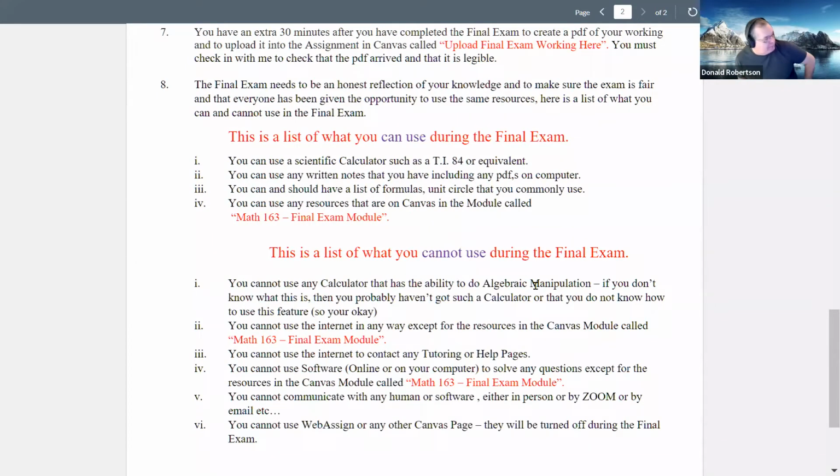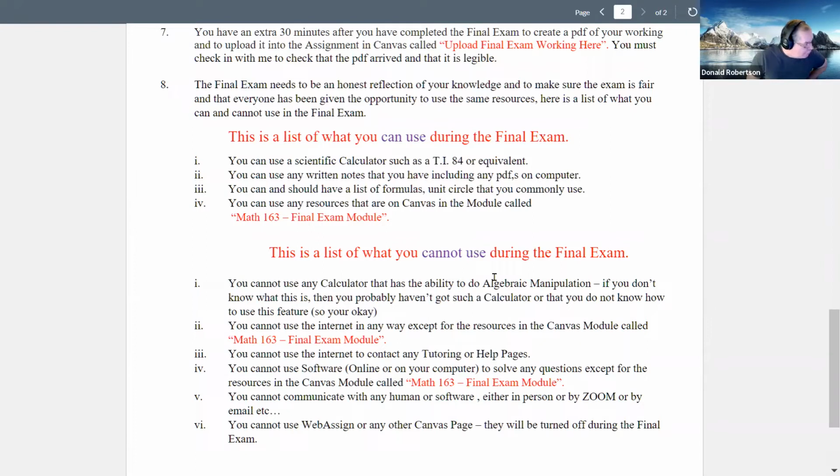Right, what else have we got here then? Well, this should be a fair reflection. This final is a fair reflection of what you know, not what you can find out from other people or what you can find out from other software. So here are the things you can use and here are the things you can't.